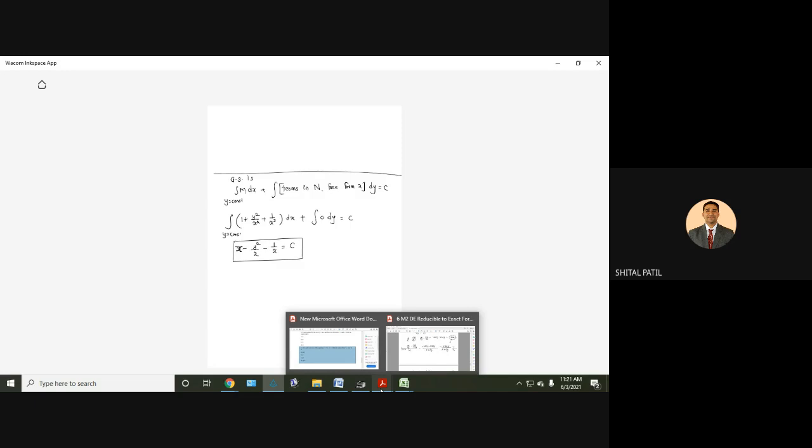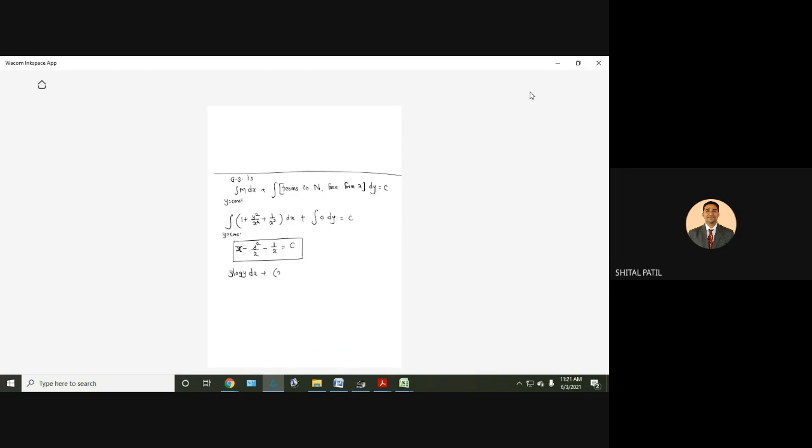Yes, last example of this type. And we'll go to the next type. Write down. Y log y dx plus x minus log y dy equal to 0.